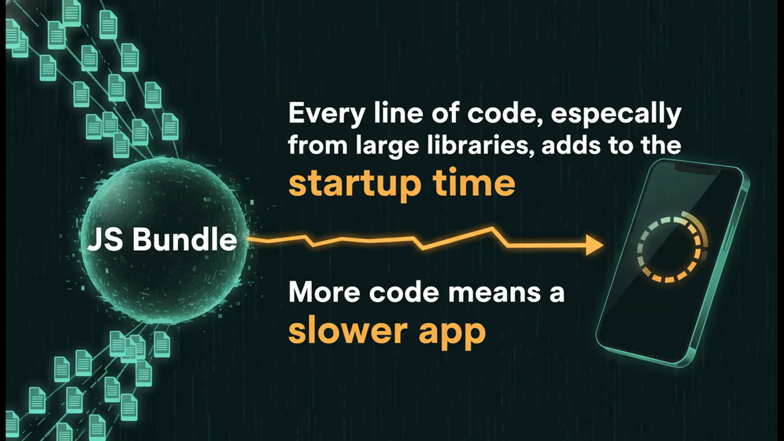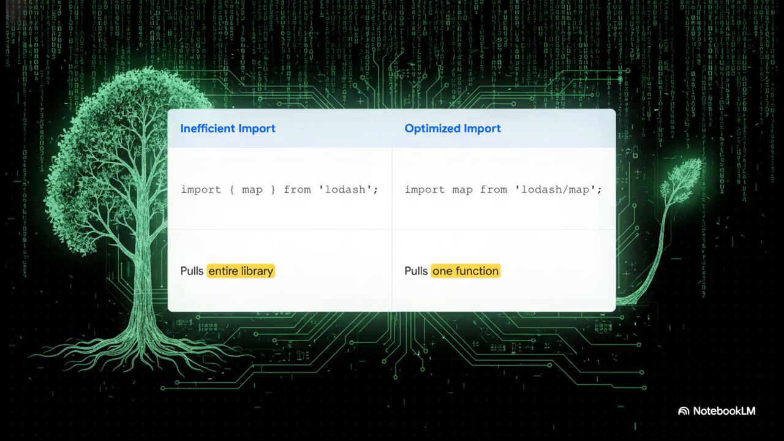The bigger it gets, the longer your user is just stuck staring at a loading screen. Now, web developers have this cool process called tree shaking to automatically get rid of unused code. You can imagine your code is a tree, right? Tree shaking just shakes out all the dead leaves and branches. The problem is React Native's default bundler, Metro, doesn't support it. So what's the takeaway? You have to be the tree shaker.